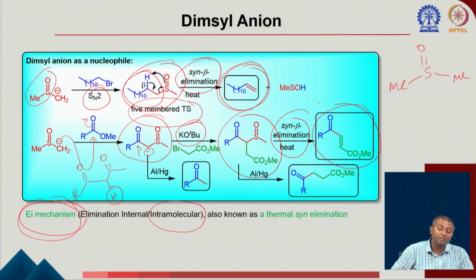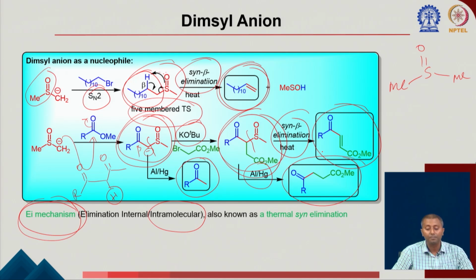There is another option: after forming this compound, if you use aluminum amalgam, this can cleave this carbon sulfur bond, okay, to generate this ketone. From this stage also, if you do the cleavage of this carbon sulfur bond using aluminum mercury, you can also get the corresponding carbonyl compound as well.